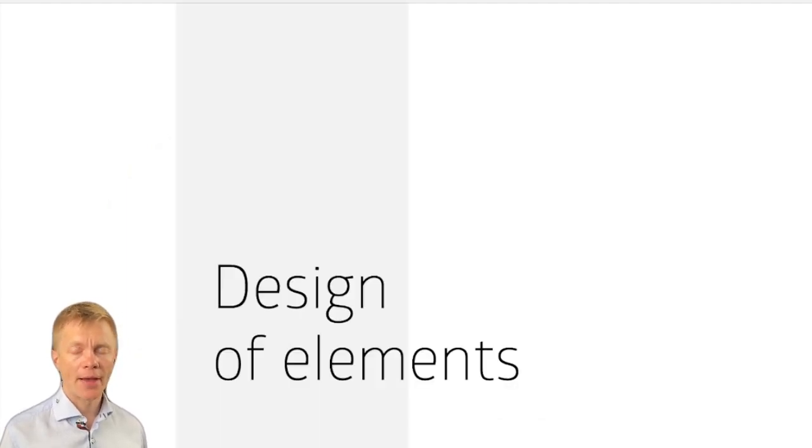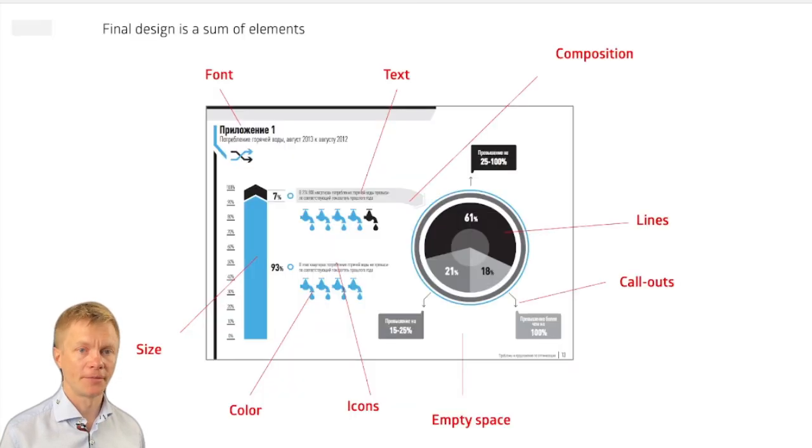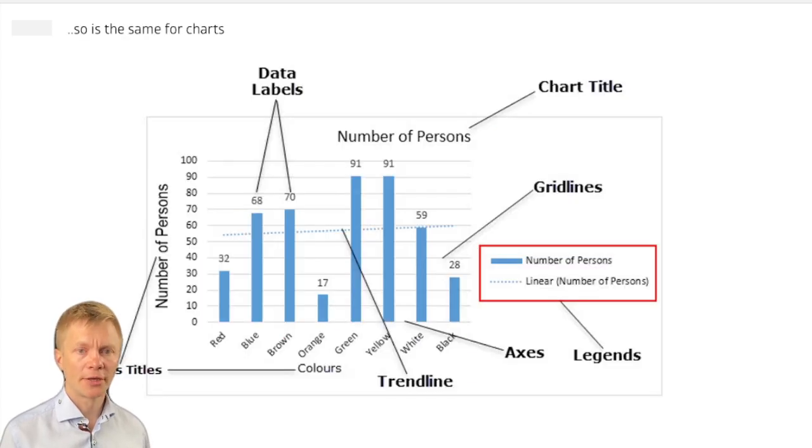So, to make the visualization better, it is important to pay attention to every element, and designing the elements is crucial in making the overall design good, even for a simple chart. Because the picture, the slide, consists of multiple objects, and so does the chart. The chart consists of multiple objects as well, and every one of them needs some attention.